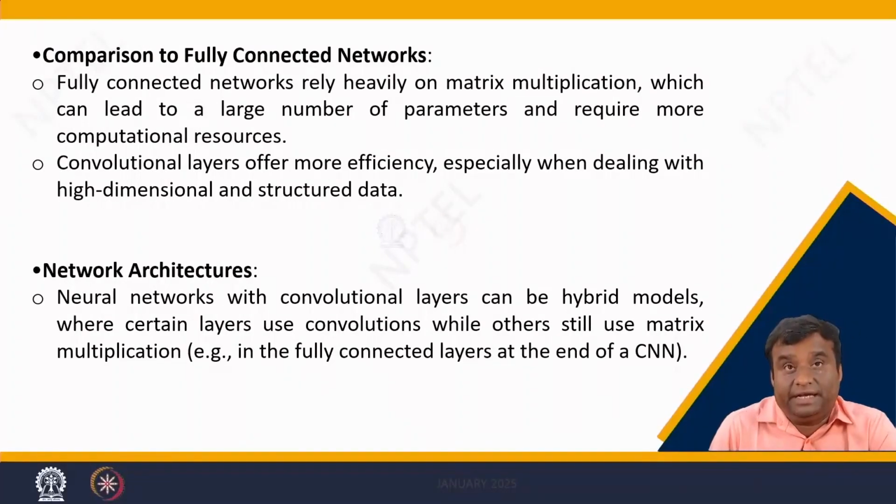Comparison to fully connected networks: fully connected networks rely heavily on matrix multiplication, which can lead to a large number of parameters and require more computational resources. Convolution layers offer more efficiency, especially when dealing with high dimensional and structured data. Network architecture: neural networks with convolution layers can be hybrid models where certain layers use convolution while others still use matrix multiplications, for example the fully connected layers at the end of a CNN.